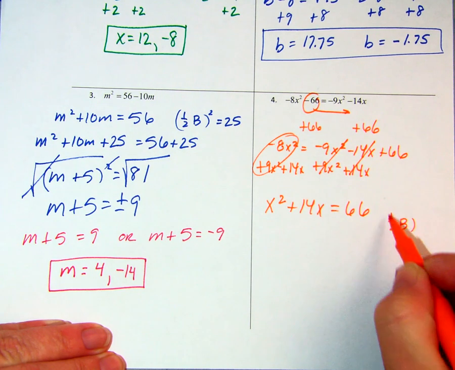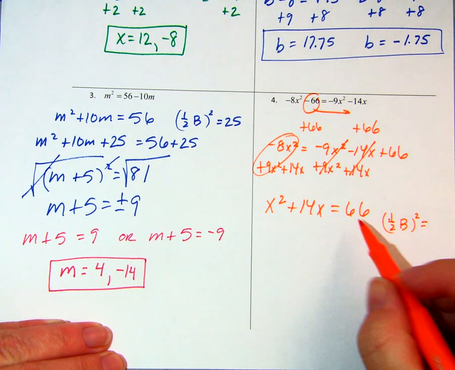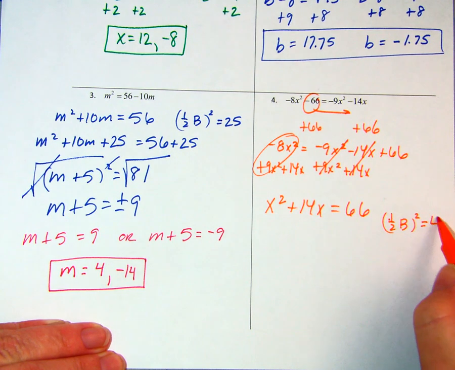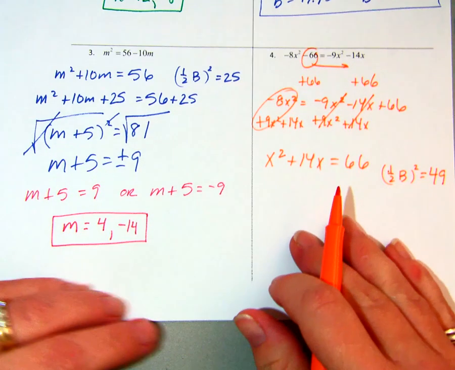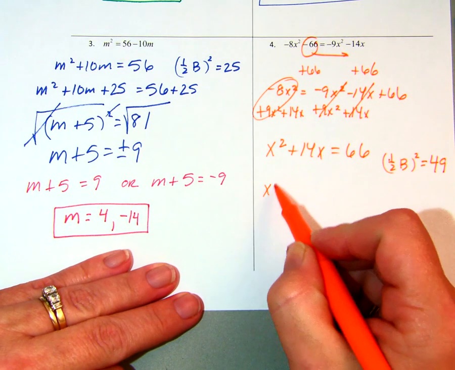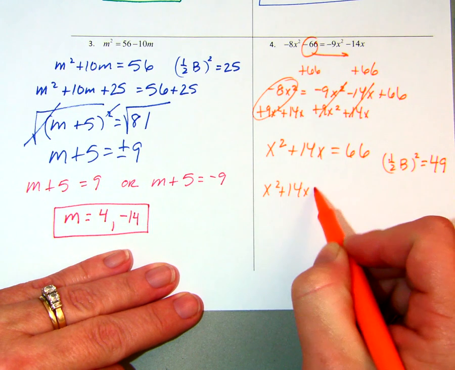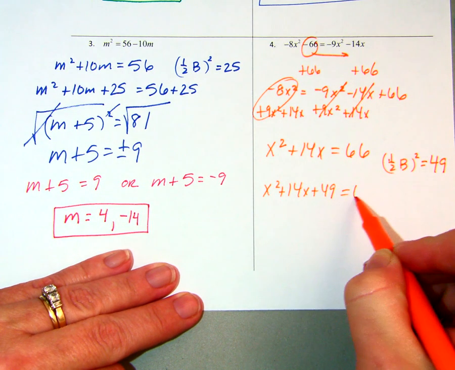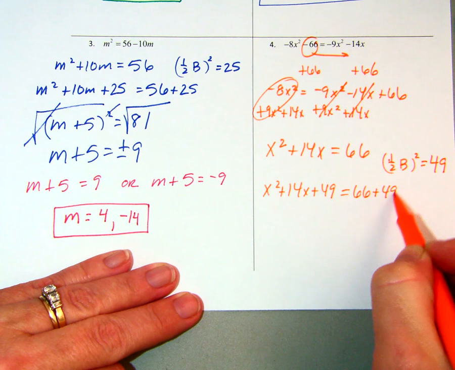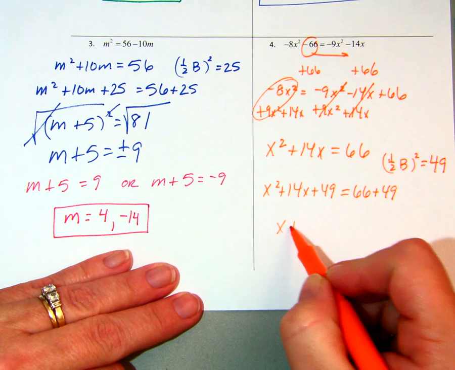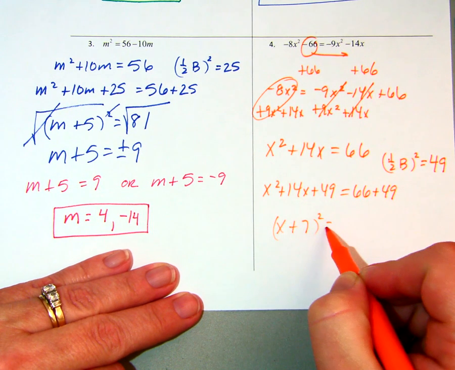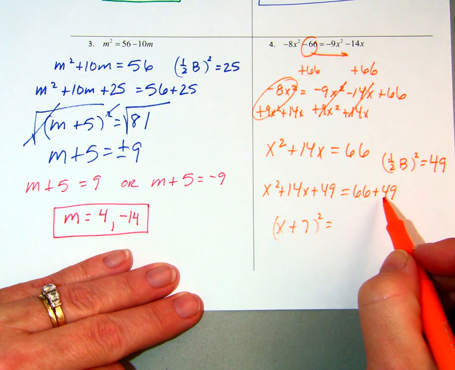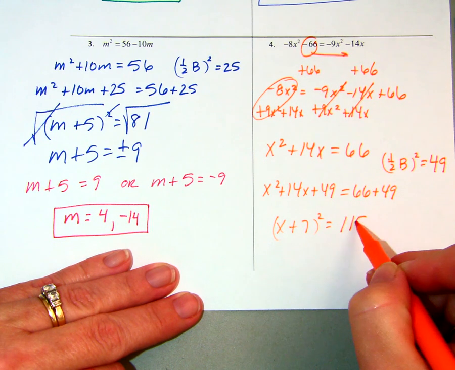Half of b, 14, is 7, squared is 49. x squared plus 14x plus 49 equals 66 plus 49. x plus 7 squared equals 115.